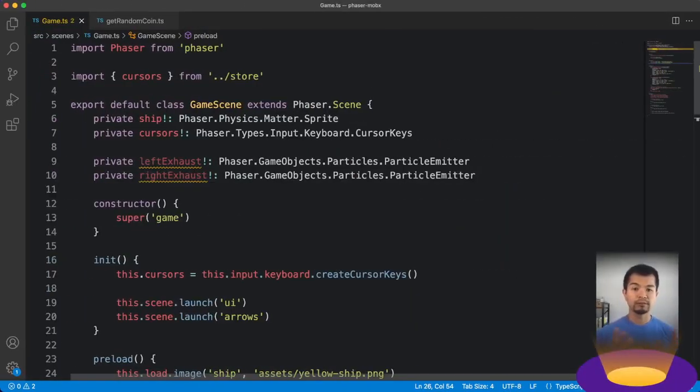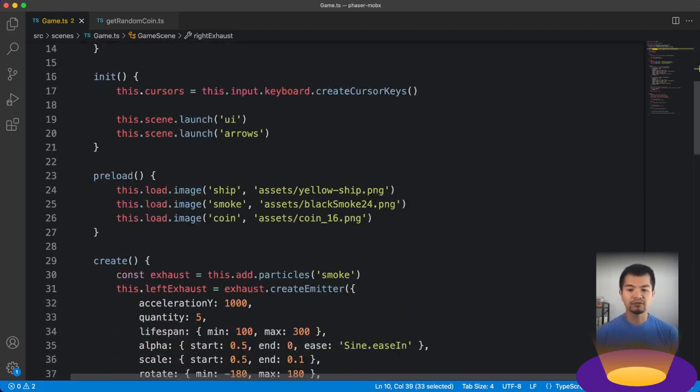All right, here we are in VS Code. So we're in our game scene. We've simplified this from the other videos that use this as the example. And so we've got our left and right exhaust here. These are going to be particle emitters. Like we talked about, we're going to make a particle emitter manager, then we're going to make two particle emitters from it. These are our left and right ones. They're not being used right now. We're going to fill that in together.